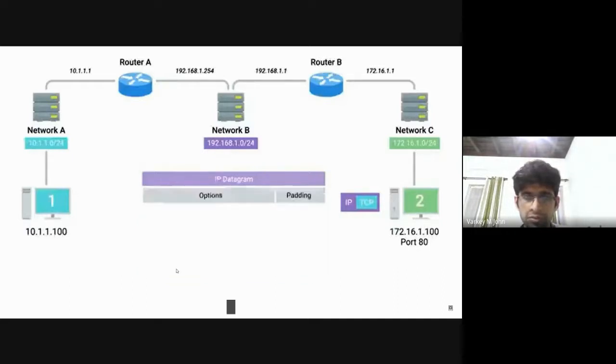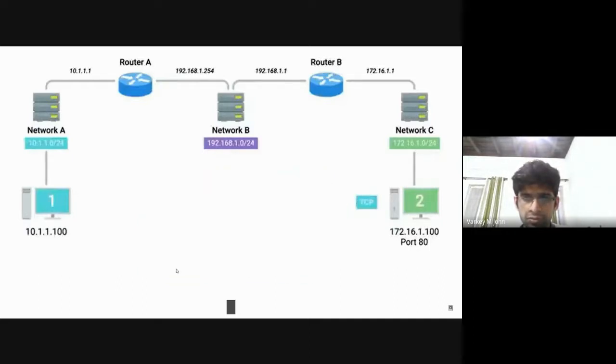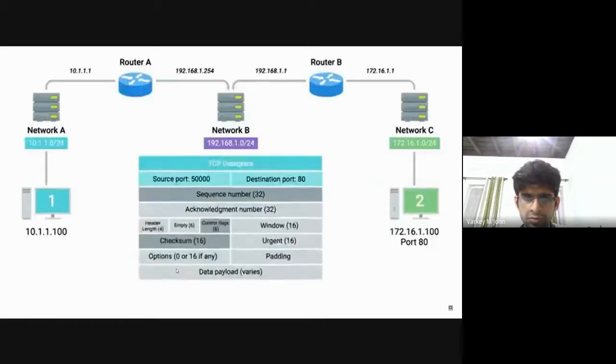Next, computer 2 strips away the IP datagram, leaving it with just the TCP segment. Again, the checksum for this layer is examined and everything checks out. Next, computer 2 examines the destination port, which is 80. The networking stack on computer 2 checks to ensure that there's an open socket on port 80, which there is. It's in the listen state and held open by running Apache web server.